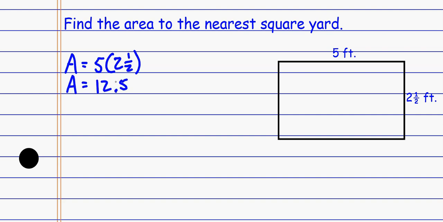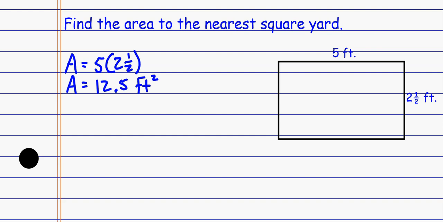But now think about the units you just found. That was 5 feet by 2.5 feet. So that means my area is 12.5 square feet. But that's not what the question asked for. It asked for square yards, okay? And we can either convert that 12.5 square feet to yards. It's just a matter of understanding the relationship here.